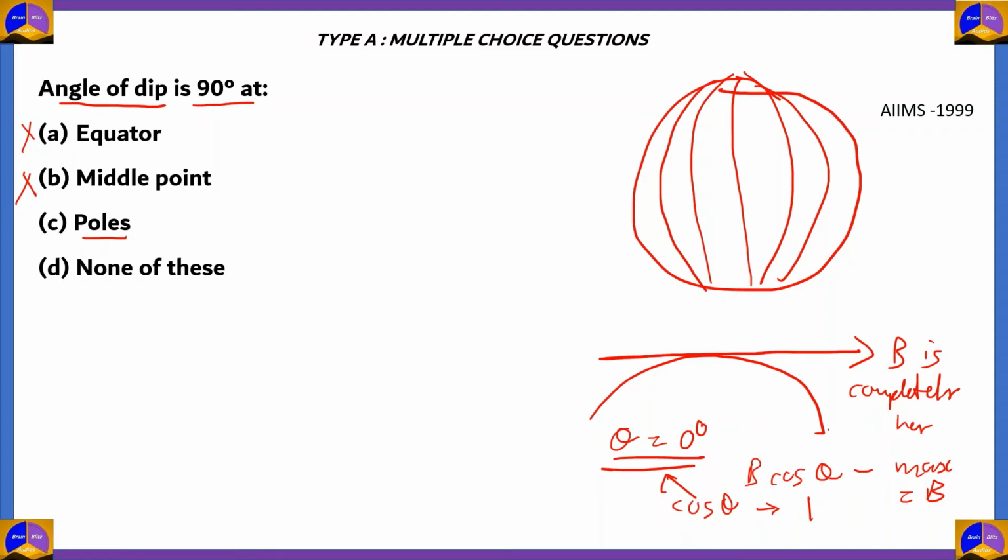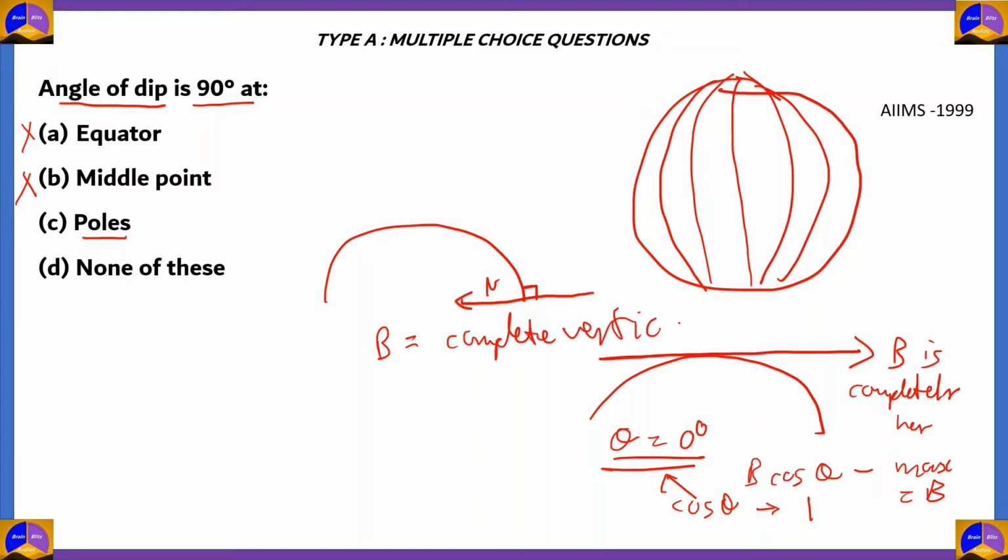Well, when we reach the poles, now consider this is the North Pole. Over here, the magnetic field is directed vertically inwards. So therefore, the magnetic field is completely vertical. What does this mean? This means that the horizontal component of the magnetic field is 0. The value of B cos theta is also equal to 0.